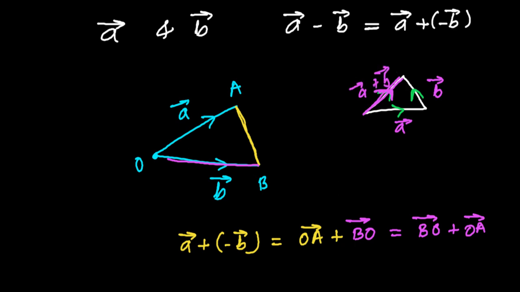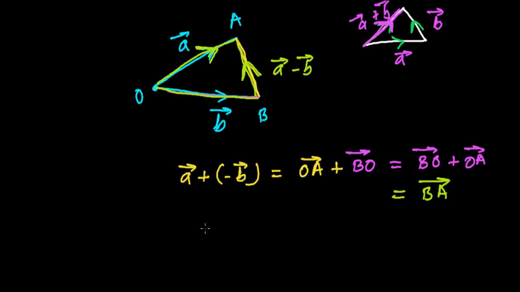So what is happening here, if you see properly, BO and OA are taken in one order, and they are two vectors, negative vector B and vector A. So the third side taken in opposite order, that means BA, represents the resultant of this. So BO plus OA is simply BA, and BA represents the difference of these two vectors.